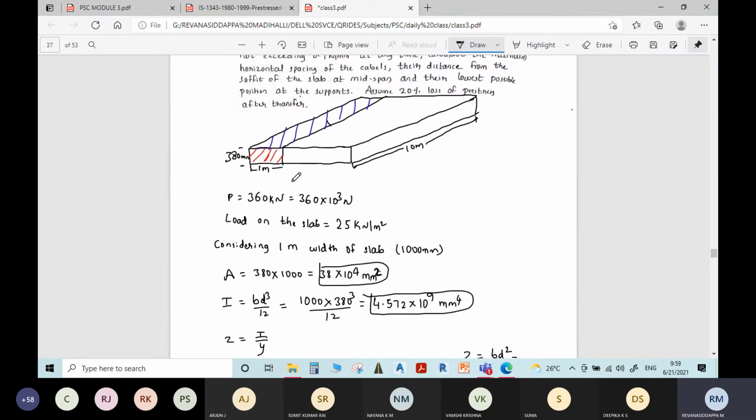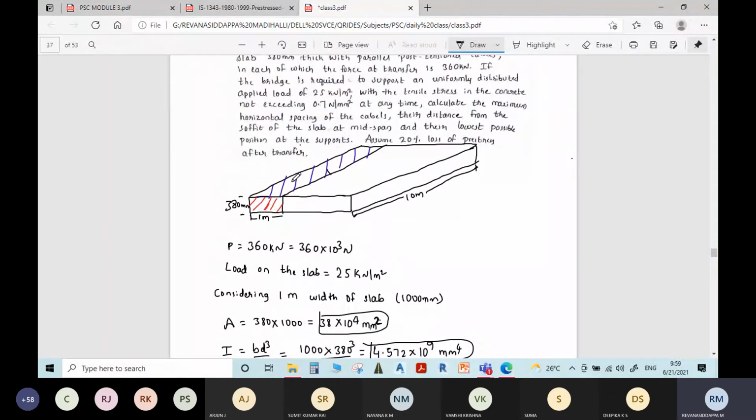Now in the problem, he has given one condition: the tensile stress in the concrete is not exceeding 0.7 Newton per mm square at any time. At any time means usually for PSC there will be a transfer condition and a service condition. Transfer condition means the tendons are stretched, the pre-stressing is induced into the concrete, but it is still not subjected to the live load.